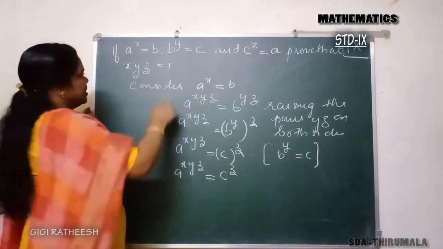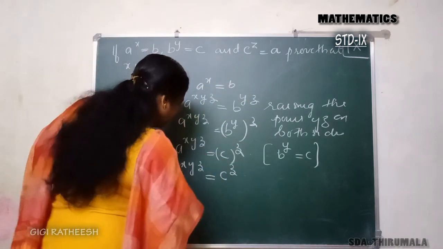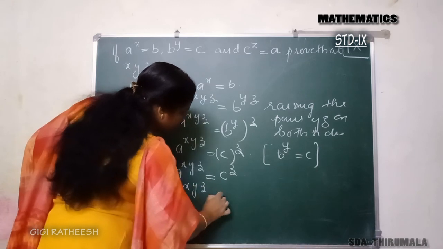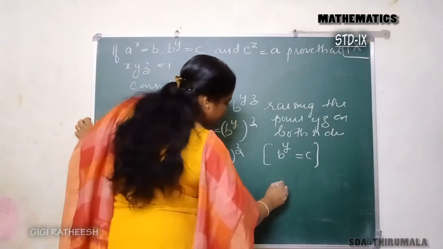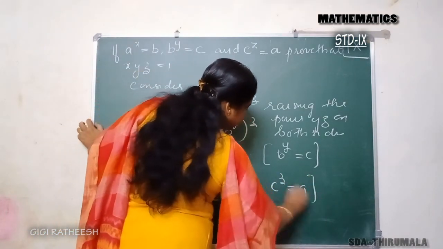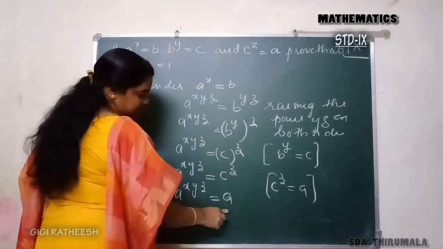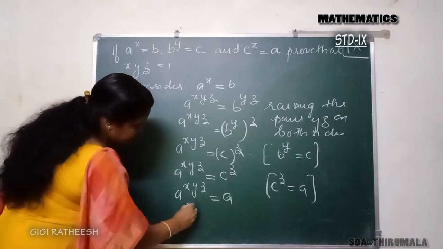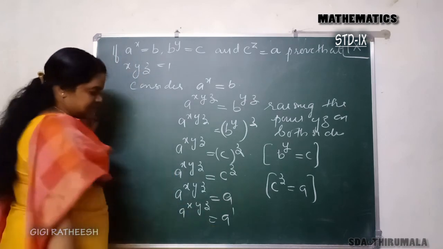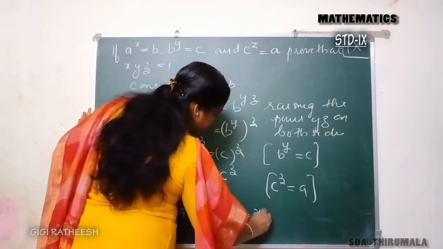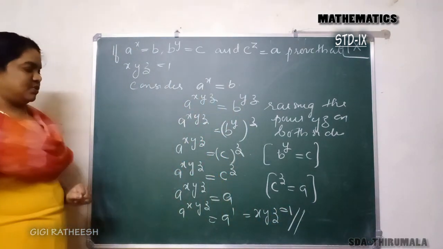What is c raised to z? c raised to z is equal to a. Substituting the value, we get a raised to xyz is equal to a, that is a raised to 1. Here the bases are the same, so xyz is equal to 1. The value of xyz is equal to 1.